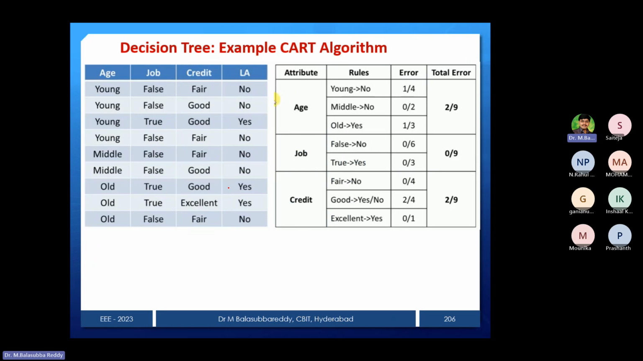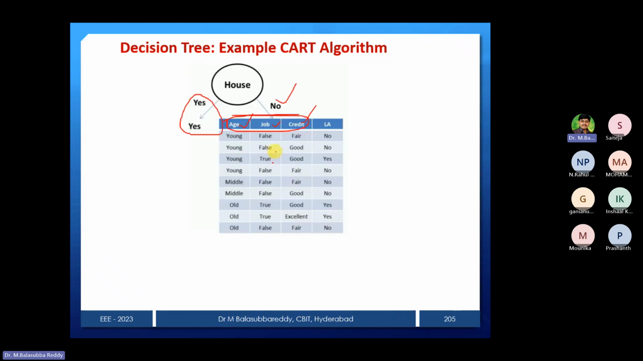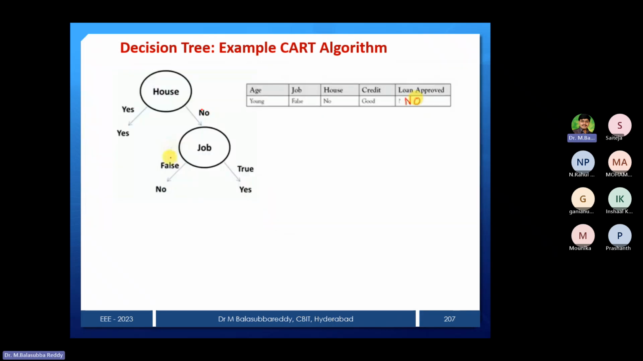What we did for the 4 attribute problem will now become a 3 attribute problem, and after that we are able to get these errors. Now this will become the minimum error. Now take job as the next root. Earlier we already took house. So here again, you take house as no, then you make it job. Like that we'll get it. See, house is no, we'll get job, in that false and no, true, no.